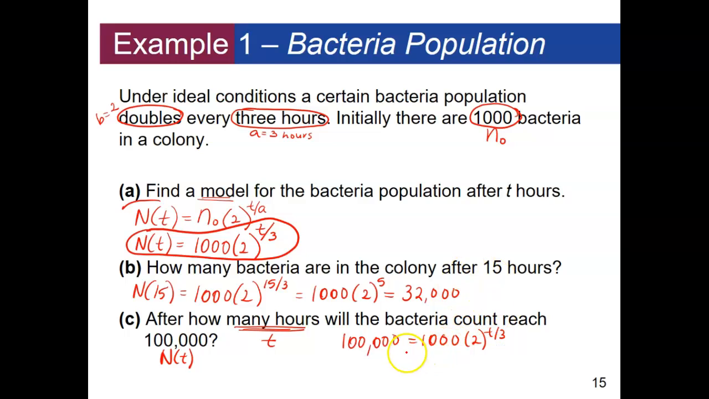And this is why we spent the last 2 days solving these equations, because we can set it up, but then you're going to have to solve the same type of equations that you've been doing. So if I divide both sides by 1,000, which would be the first thing I would need to do, I'm going to end up with 100 equals 2 to the T over 3. We'll need to take the log of both sides in order to get this variable down. And I'm going to be tight on room here, but I'm going to try to make it work.